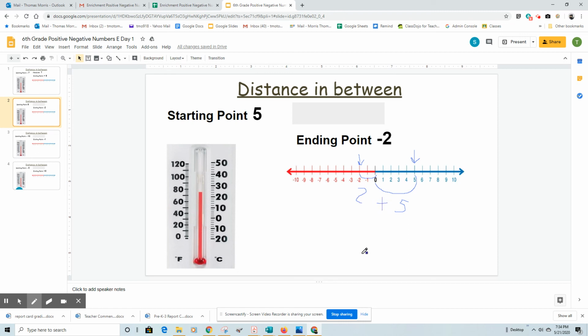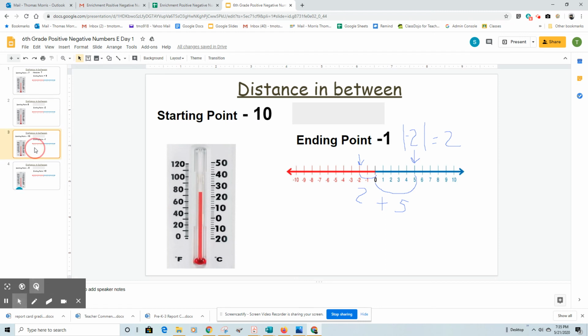The other way you could think about it is you find the absolute of the negative number, which is the absolute value of -2 equals 2. And now I add that to my other point. That's one strategy to do it, but I want you guys to understand where that's coming from, not just to do it for all the numbers. Another example.